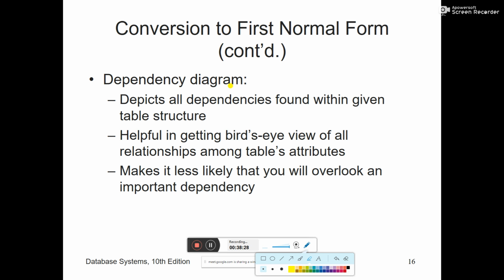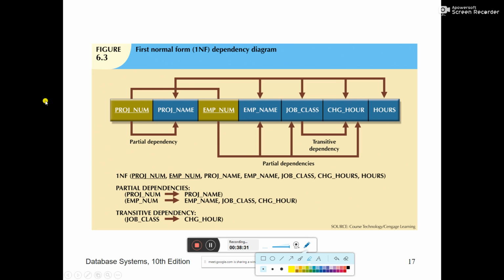So how to draw a dependency diagram? This is the way to draw it. You write all the attributes of the table over here and underline the primary key. Our primary key is project num and employee num.